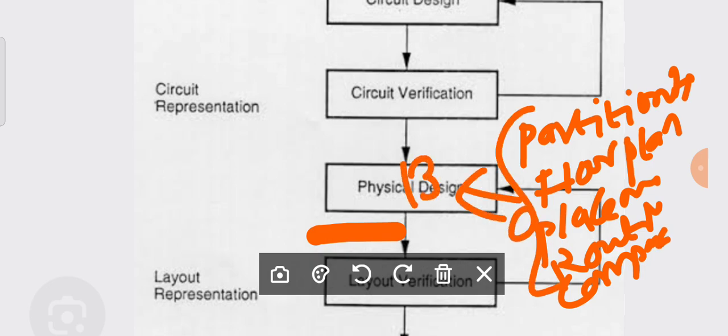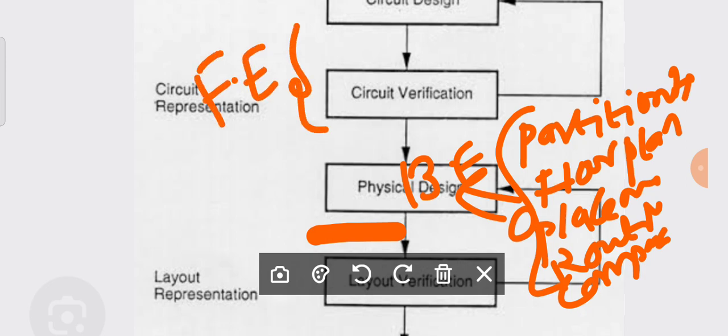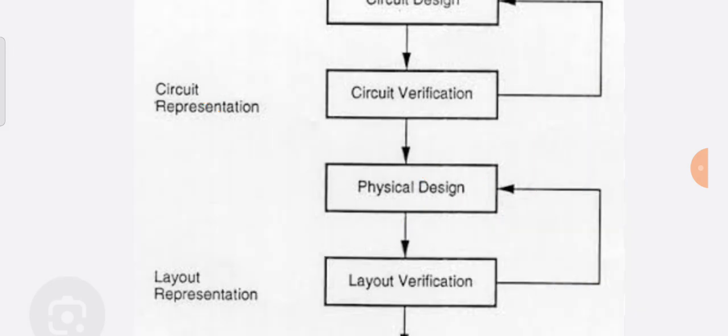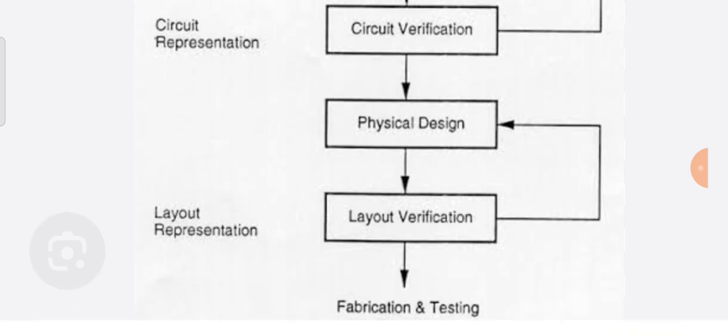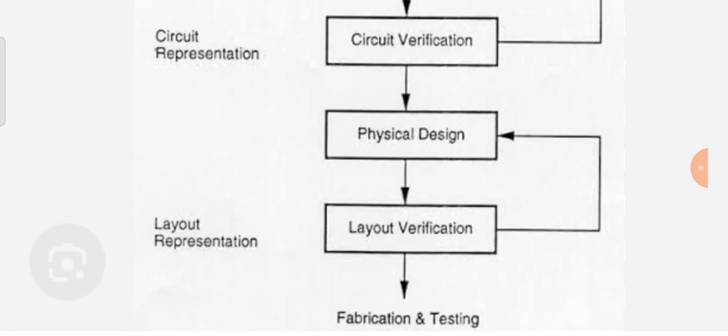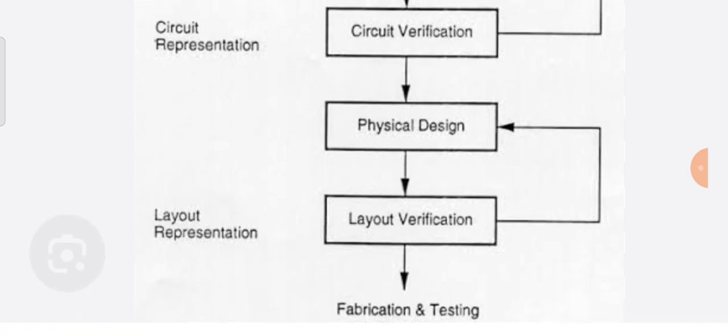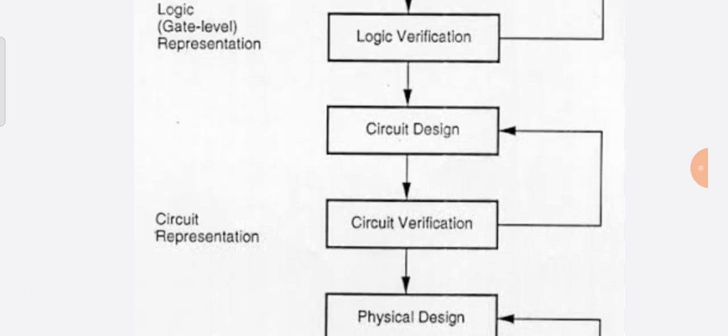This can be called back-end design, and this can be called front-end design. Is it clear? After physical design, once again I'm repeating the steps: partitioning, floor planning, placement, routing, and compaction. After that he is going to design and verify the logic layout of that physical design. Then finally, after verifying the layout, the fabrication process is going to start. Then later the testing process is going to start. This is the VLSI design flow, guys.